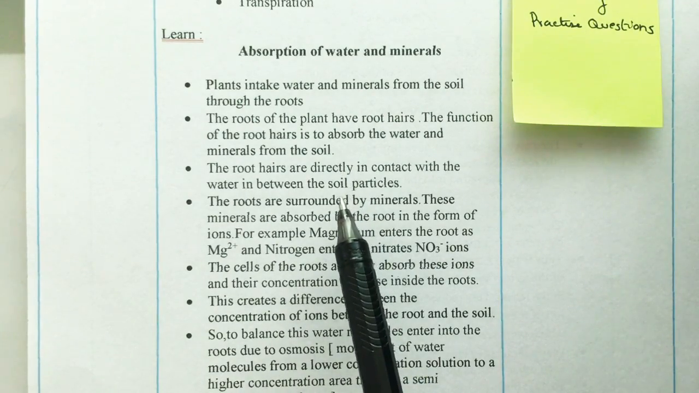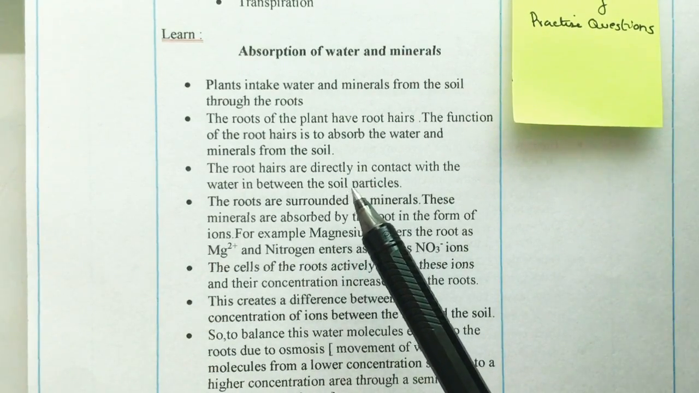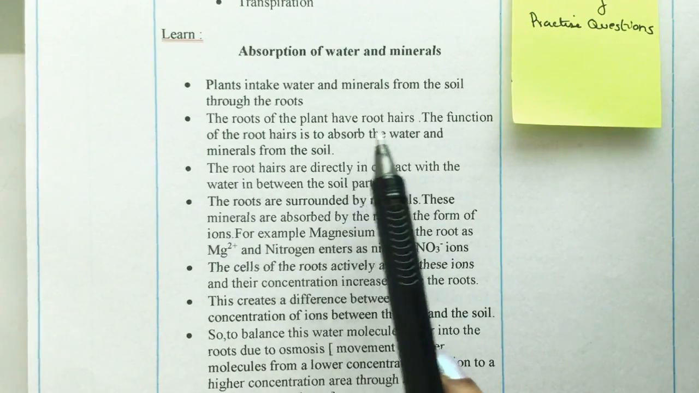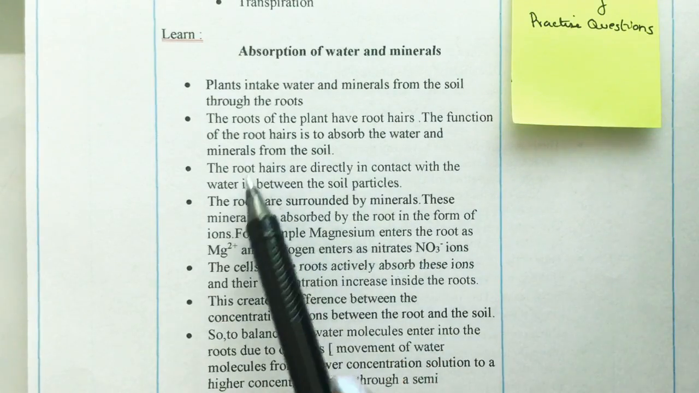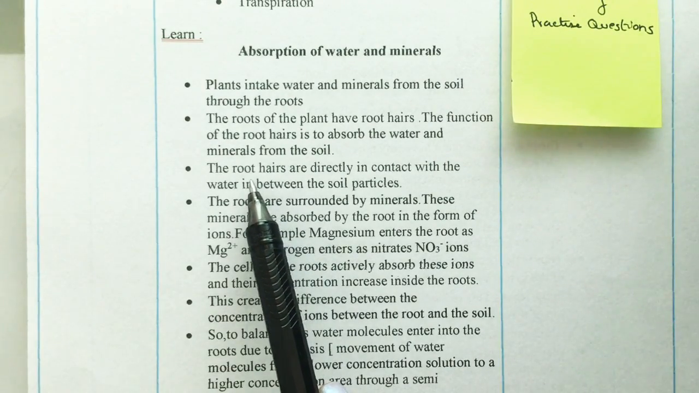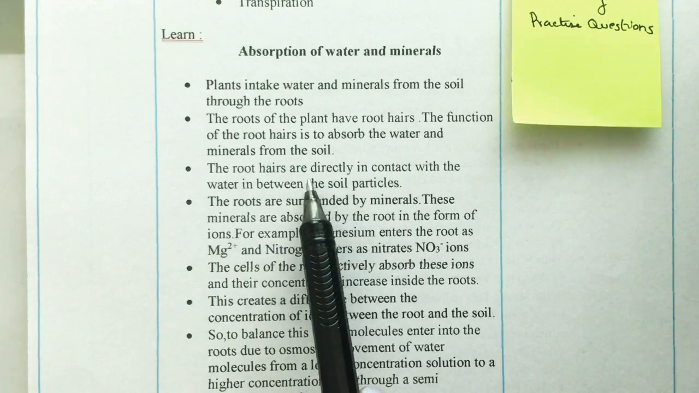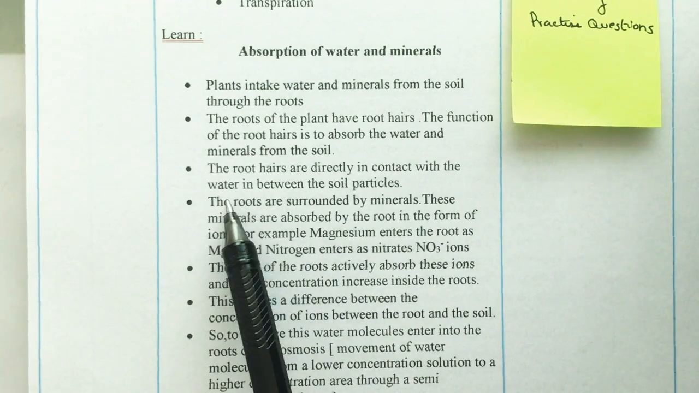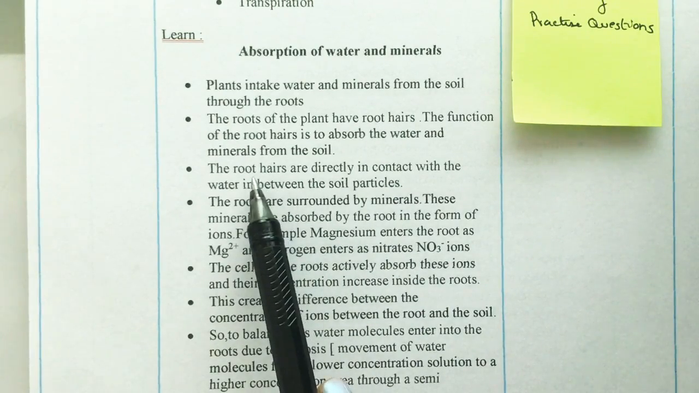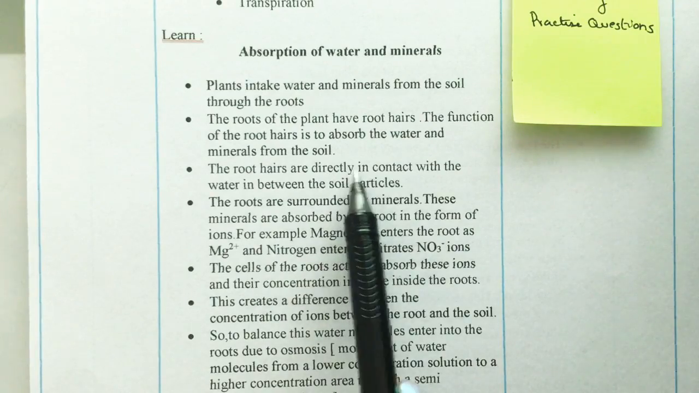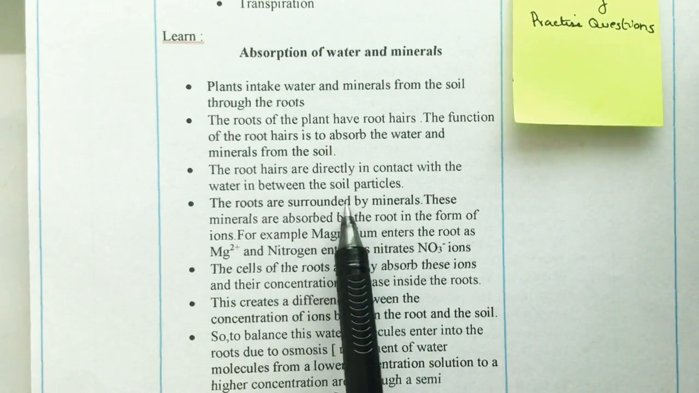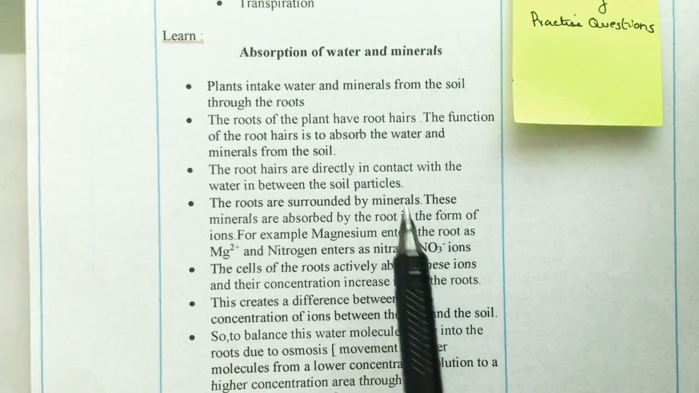What we have to actually learn now is how these root hairs actually absorb the water and minerals from the soil. This process has to be understood. Now, we have to learn that the root hairs are directly in contact with the water. This water is between the soil particles, right? So, the root hairs are directly in contact with the water, and the roots are surrounded by minerals also, right?